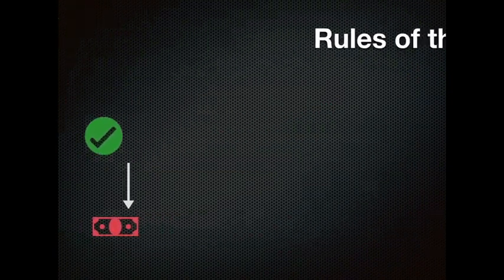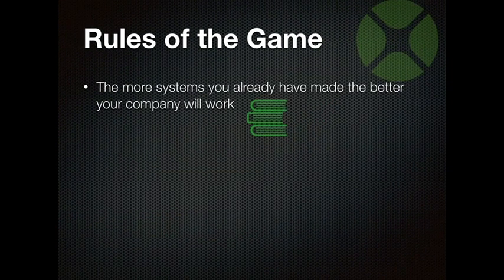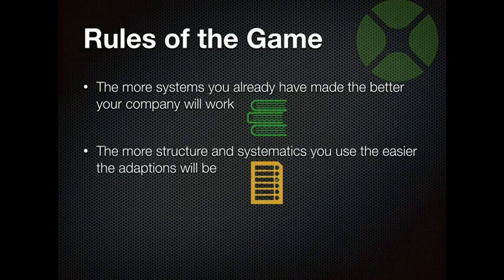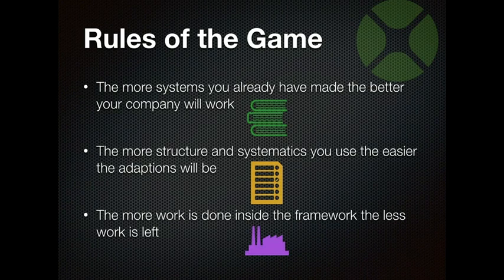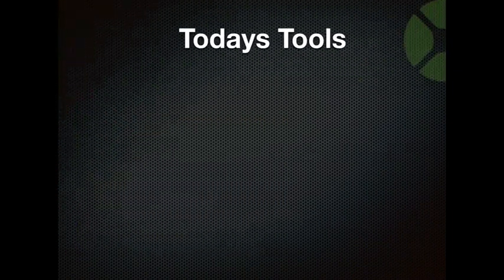So, the rules of the game are: the more systems you have already made, the better your company will work. The more you have, the more you can do. The faster you are, the better you can make a mock-up and show something. The more structure and systematics you use, the easier the adaptation will be. Of course, if you have a clean structure for your systems, easy. And the more work is done inside the framework, the less work is left. The more you can take from what you have already, the less work is left, and you can make a better offer, you are better competition. So these are the rules.